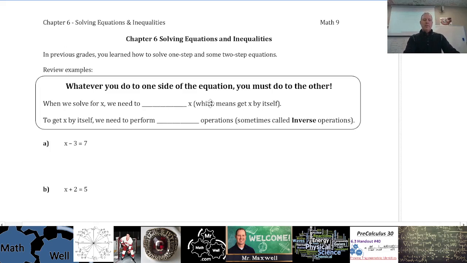So we're going to review some examples of things that you should know how to do, some really basic stuff. Whatever you do to one side of the equation, this is very important when we're dealing with equations, whatever you do to one side, you also must do to the other side. And I want you to think of an equation as a bit of a balance, almost like a teeter-totter. You know, like when you were young and you played on the teeter-totter? I don't know if that's what you call it.